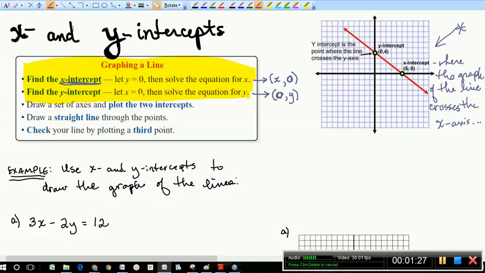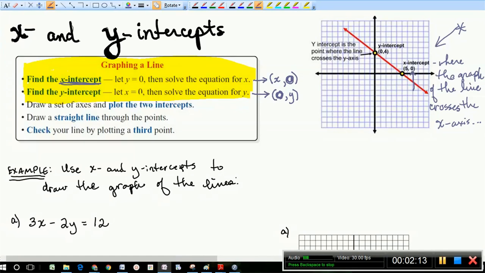So note, like the point in the picture to the right, this particular line crossed the x-axis at 5, 0. Note that anytime a point lies on the x-axis, it's going to have a y-coordinate of 0. It doesn't go up and down. There's no up and down movement, so that makes the y-coordinate 0. And anytime a point lies on the y-axis, as in the y-intercept, there's no left to right movement. There's only up and down. So that makes the x-coordinate 0. Whatever you've let equal 0, that coordinate's got to be 0.